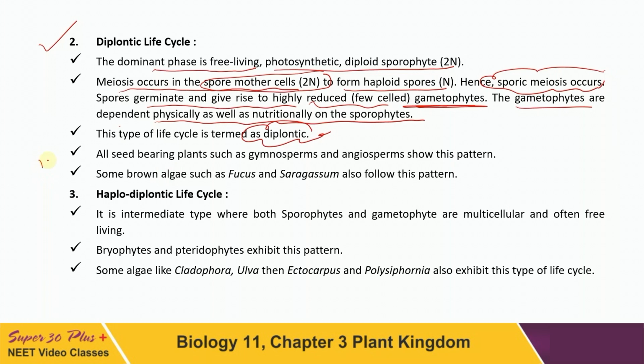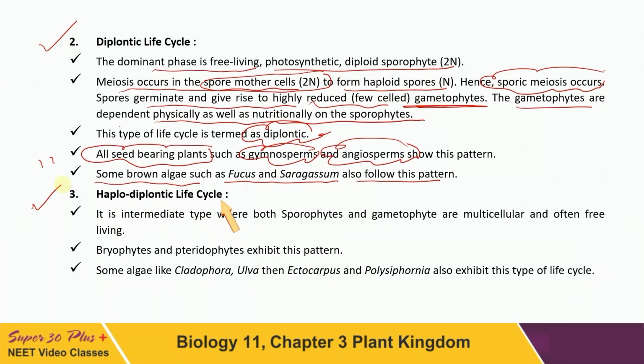This life cycle is known as the diplontic one. An important point: all seed-bearing plants, that is the gymnosperms and angiosperms, have this diplontic life cycle. Besides this, some brown algae like Fucus and Sargassum also have this type of pattern. Most of the algae have a haplontic life cycle, but Fucus and Sargassum have a diplontic life cycle.